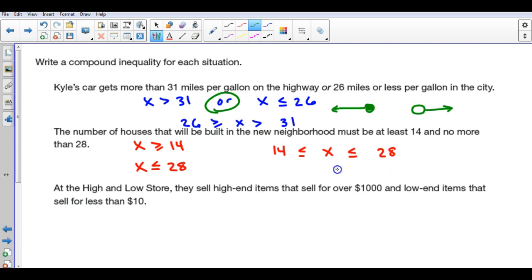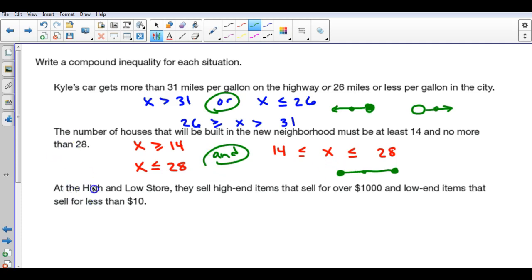Whereas in this bottom problem, X could be anywhere from 14 all the way up to and including 28. So this would be an and. If it's an or problem, you're going to have two arrows pointing outwards. If it's an and, it means that your solution is everything in the middle because it satisfies one inequality and the other inequality. You can't be both here. You can either satisfy one inequality or the other inequality. Can't do both. In this middle one, you can do both because it's an and.